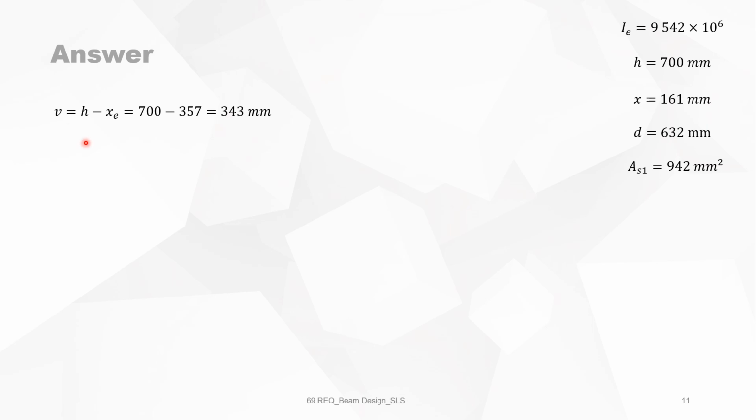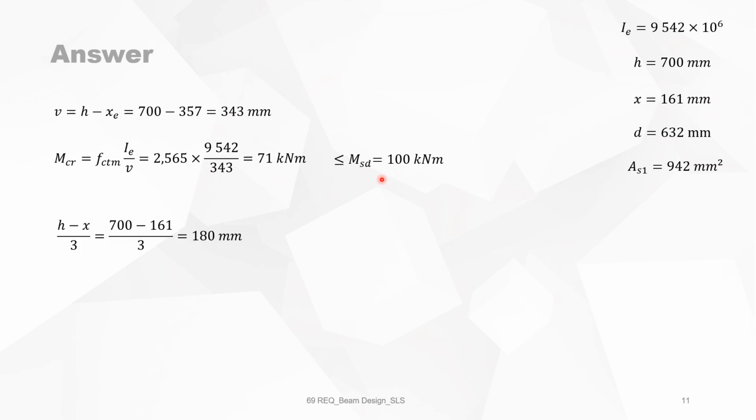Now we must be careful with the value of V. It's the fiber on the bottom, on the lower part of the beam. So V is not equal to X, but equals H minus XE, which gives you 343 millimeters. The cracking bending moment is then the mean value of the tensile stress times I over V, which gives you 71 kilonewton meter. So we see that this cracking bending moment is smaller than the acting bending moment, so that's okay. That means that the section is cracked.